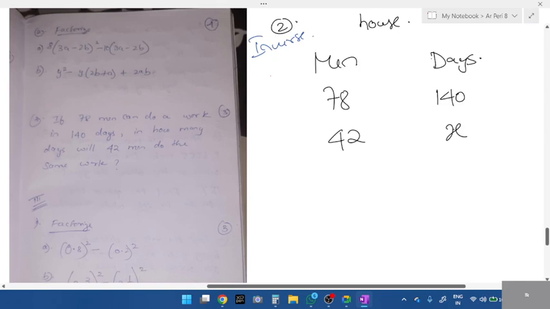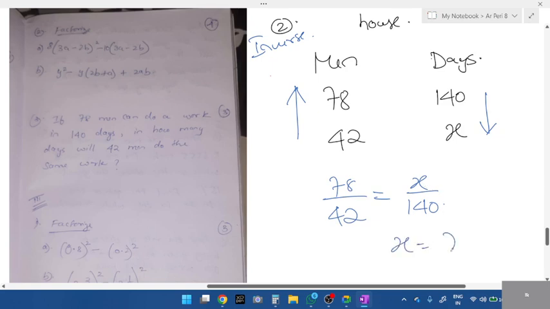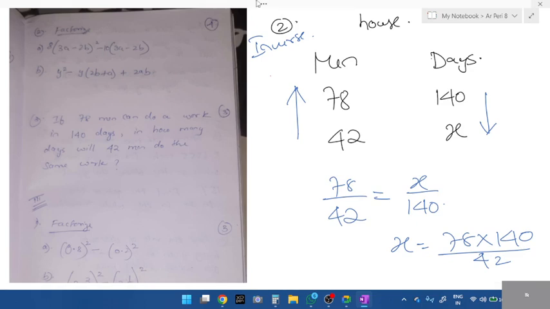Okay. X is on the right hand side, downwards. If it is inverse, what about the arrow on the other side? Upwards. Now use the same. What is on the left hand side, students? 78 divided by 42. Right hand side, what is it? 140. If I need to find X, what happens to 140? You can write it like this, divided by 42. Reduce this, what's the answer?